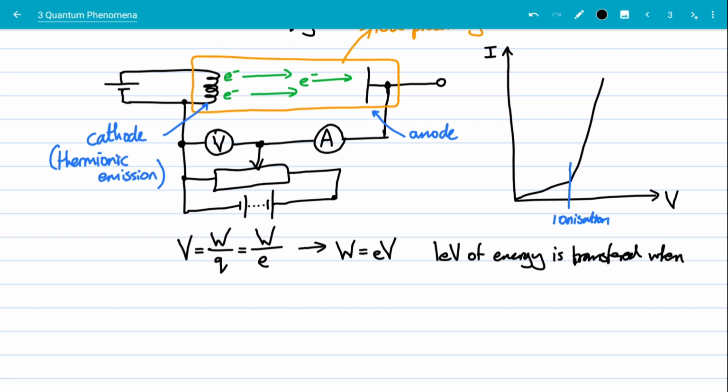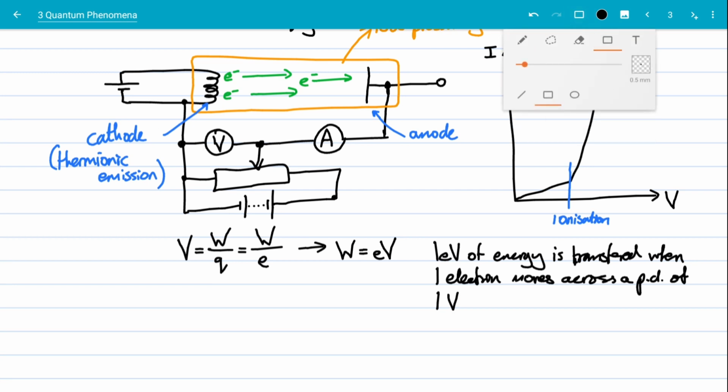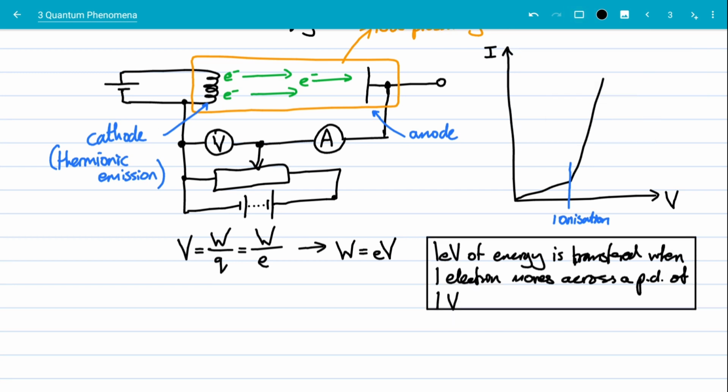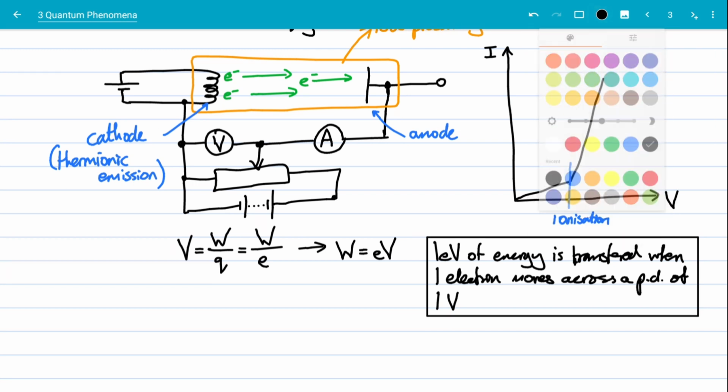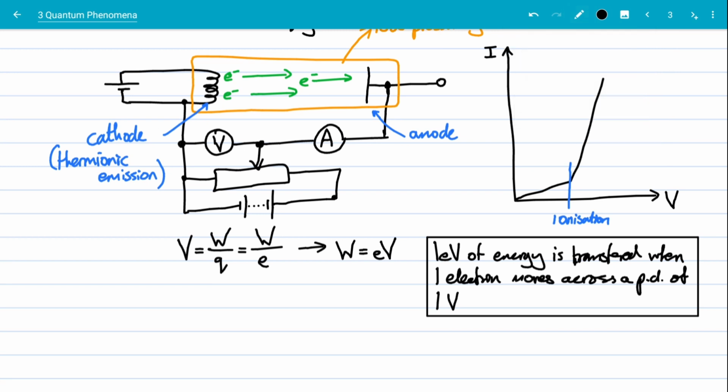when 1 electron moves across a potential difference of 1 volt. That is what we mean by 1 electron volt of energy. And this is where it comes from. It is a unit of energy because charge times potential difference is work that's being done. Just like that. So that's the essence of ionization.